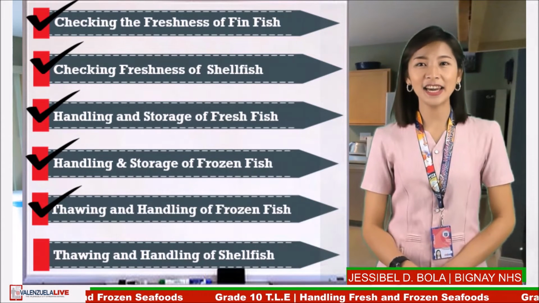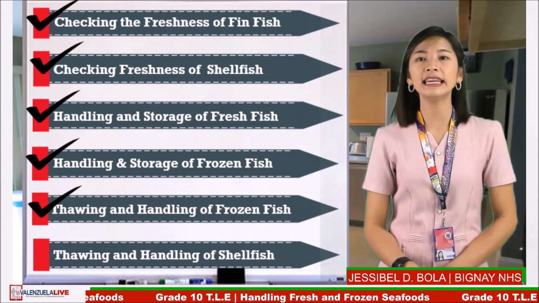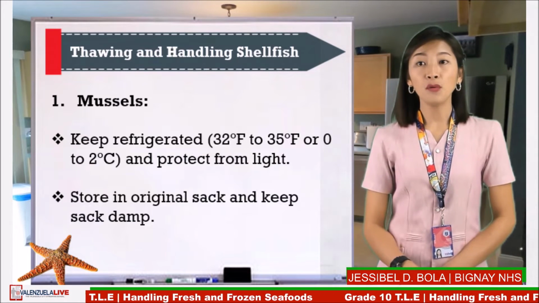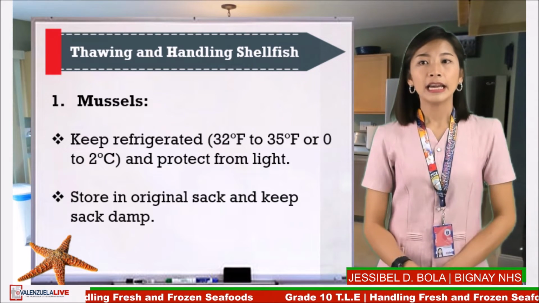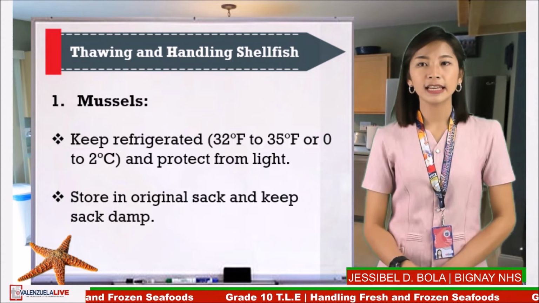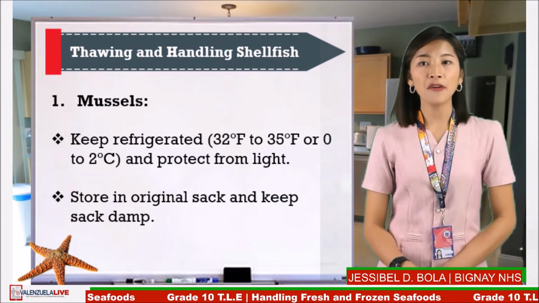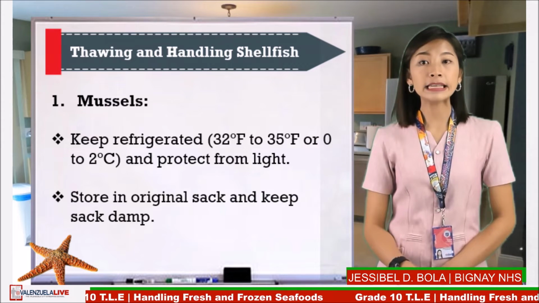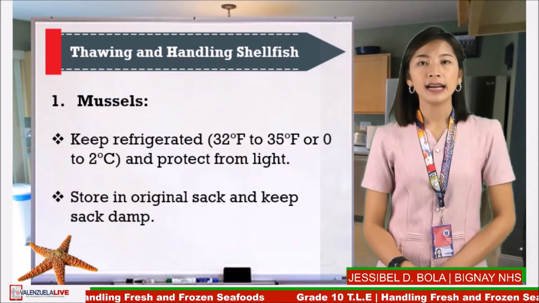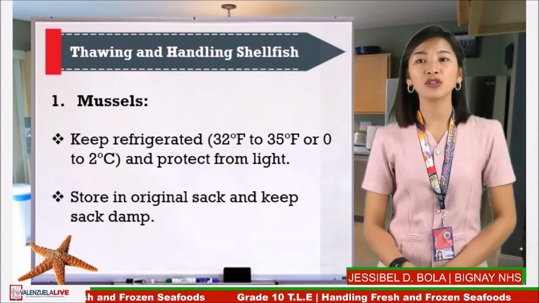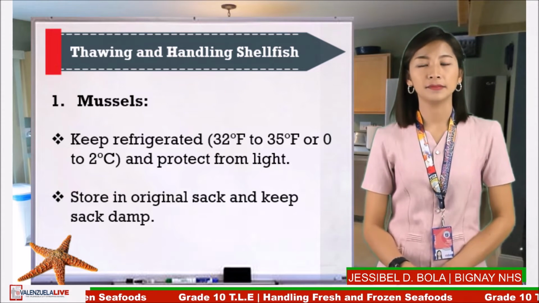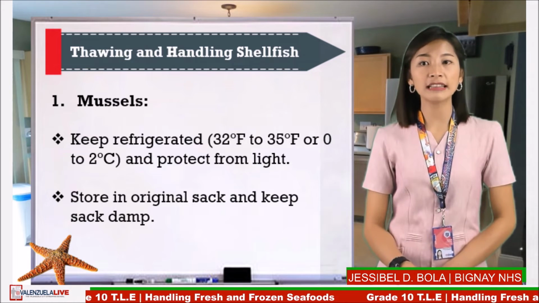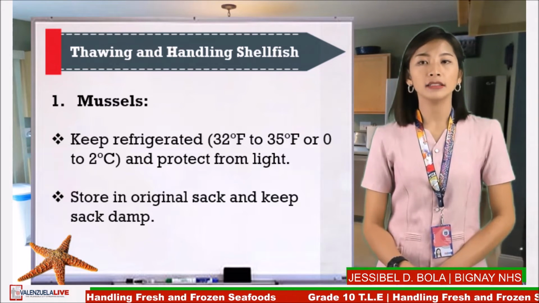And lastly is thawing and handling of shellfish. Number 1, for mussels, keep refrigerated at 32 degrees Fahrenheit to 35 degrees Fahrenheit, or 0 to 2 degrees Celsius, and protect from light. Then store in original sack and keep sack damp.